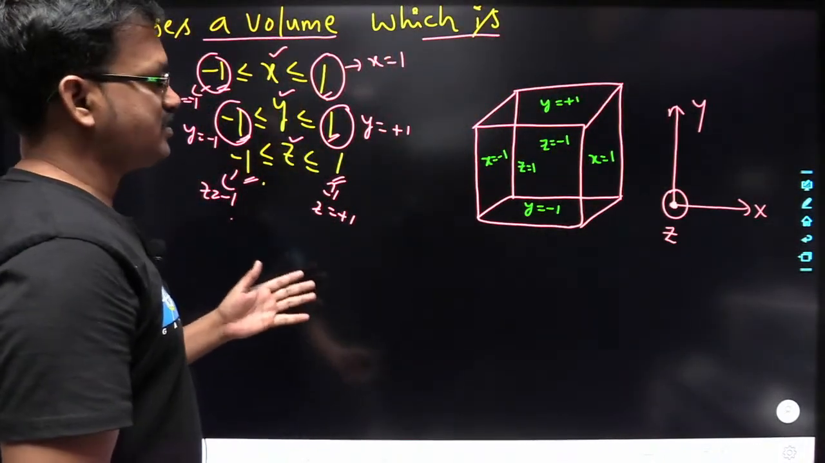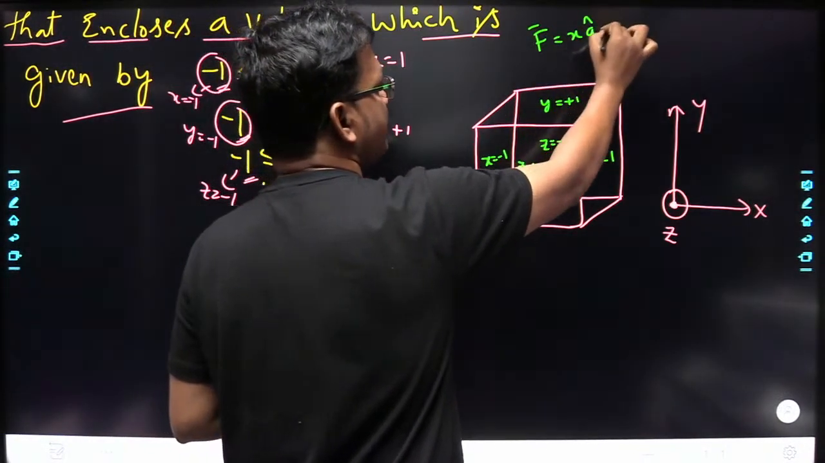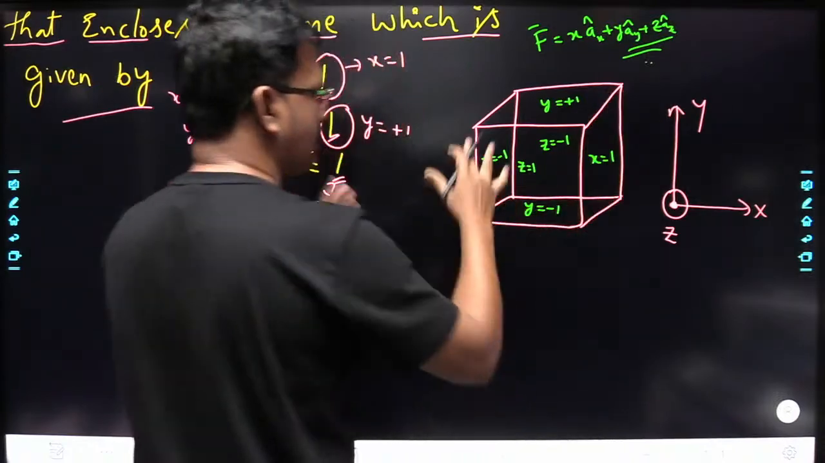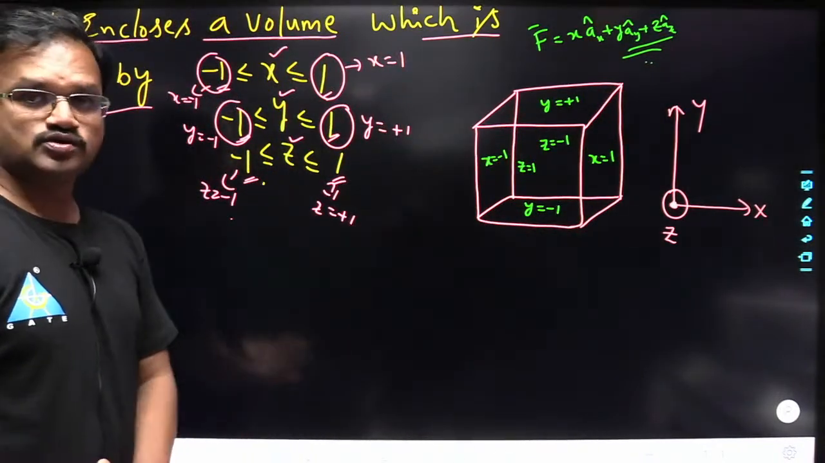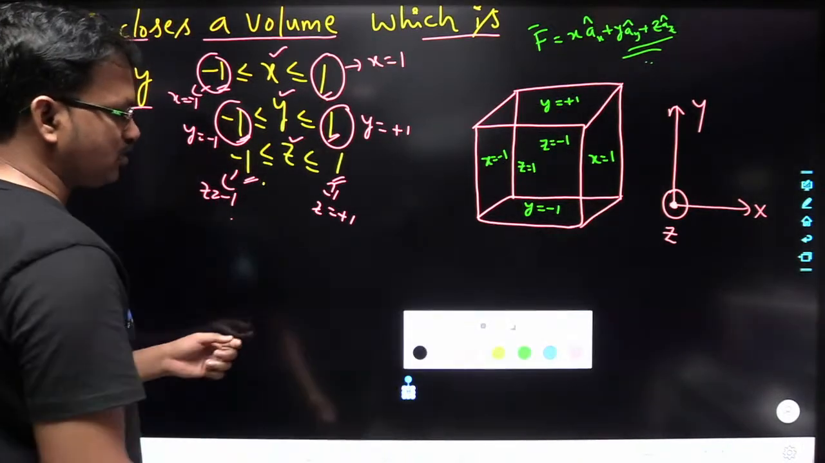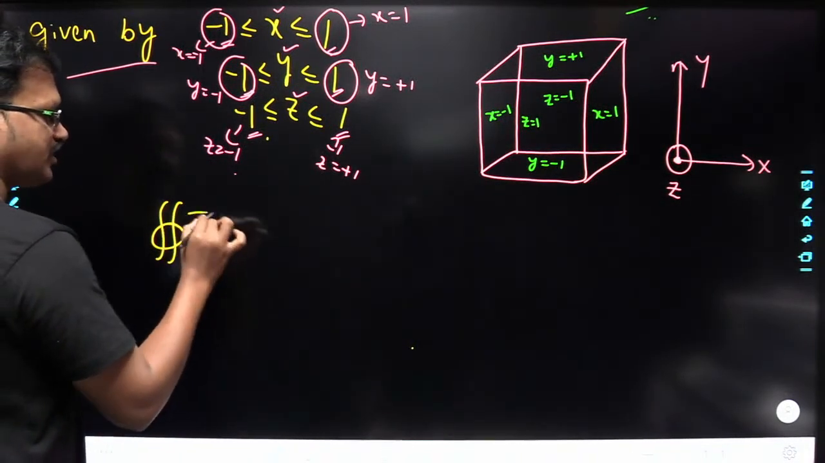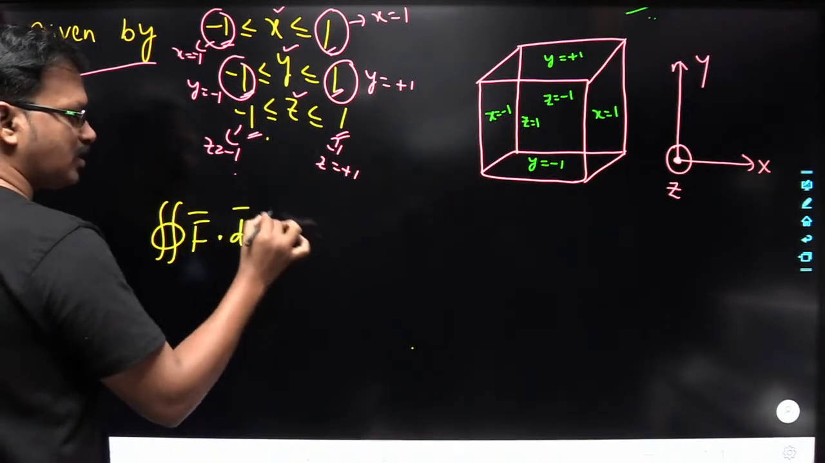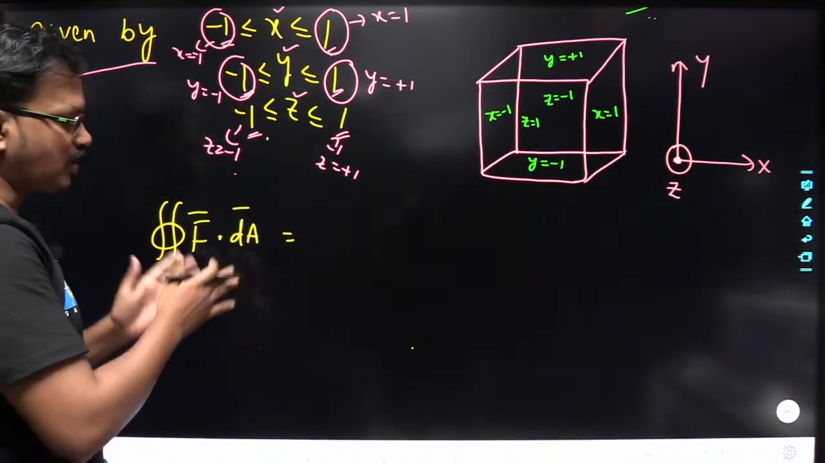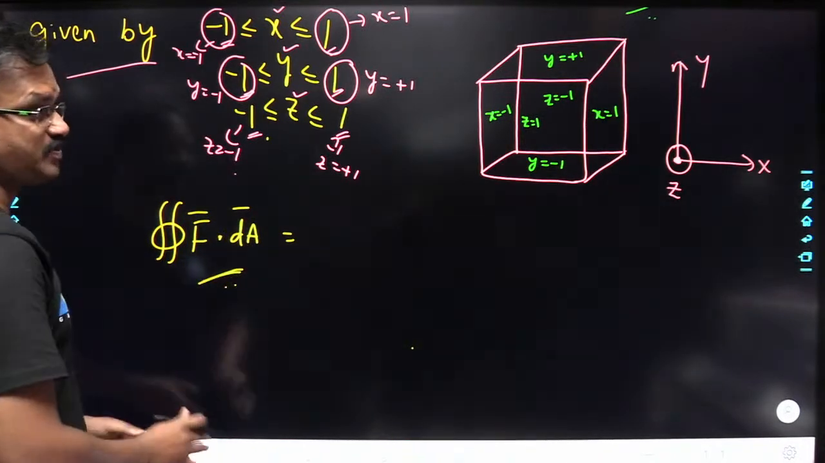Now they have given a vector field, x ax cap plus y ay cap plus z az cap, and they are asking to determine how much of the flux is leaving this closed surface. So how to determine it? We can determine the flux through any closed surface by the closed surface integral of F bar dot dA bar.